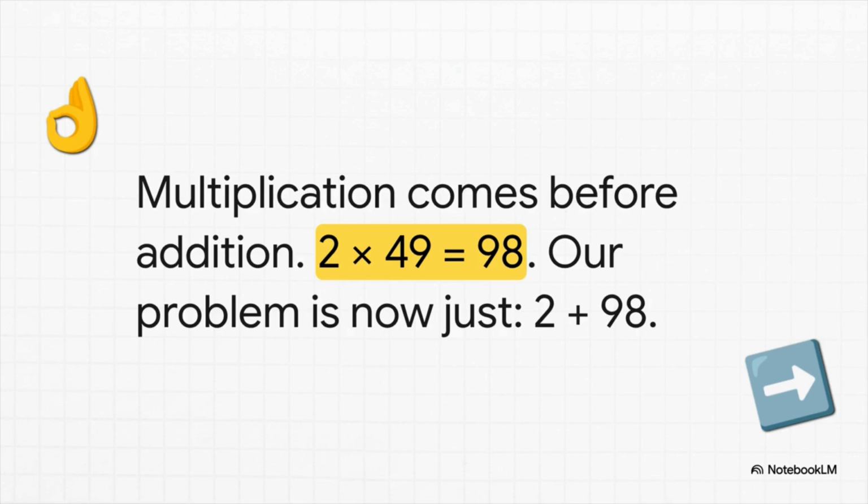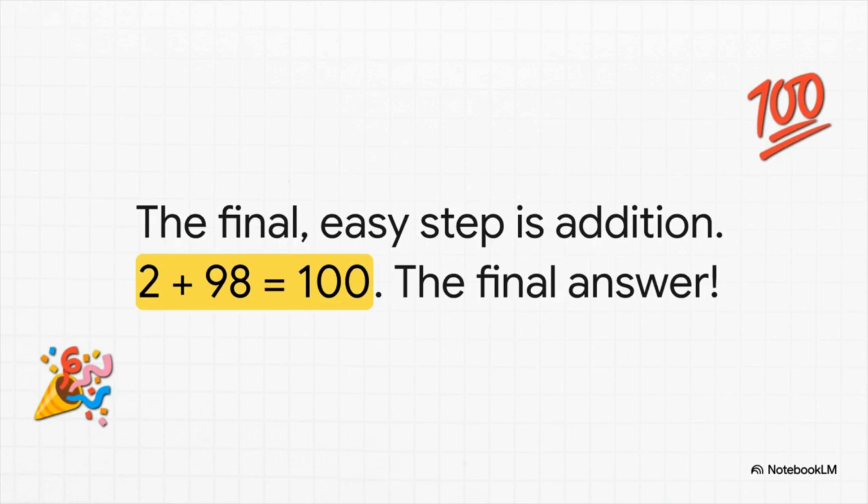Our problem is now just 2 plus 98. Almost there. And finally, the last bit is A for addition. 2 plus 98 gives us our final answer, 100. See? Not so scary when you have a system to follow, is it? That exact process will get you to the right answer every single time.